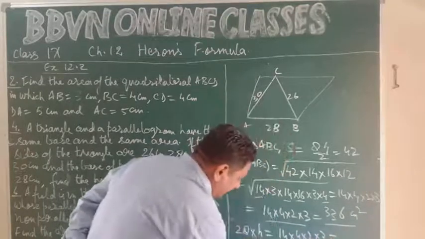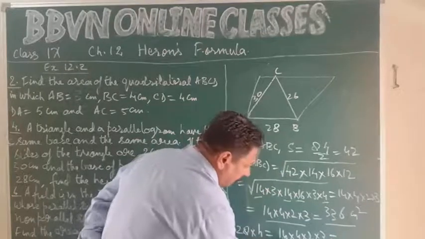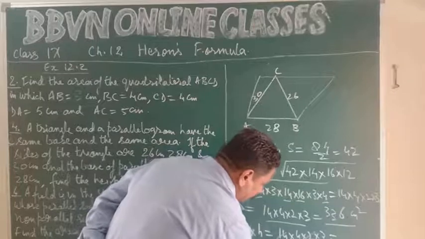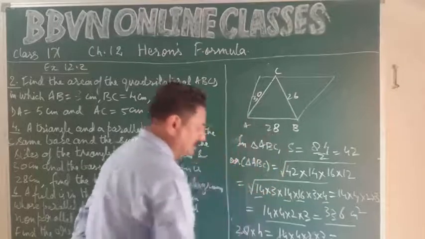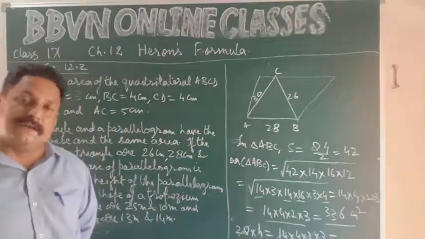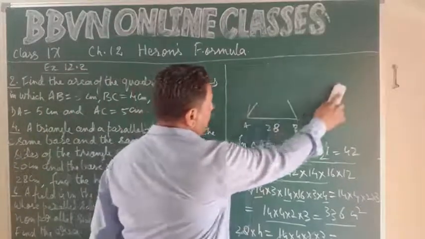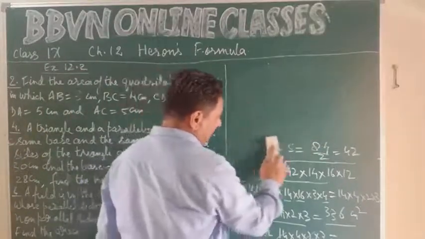So we need h. h is equal to 14 into 2, 28, cancel with 28, 4 into 3, 12 centimeters. So the height of the parallelogram is 12 centimeters. Got it? So this is how you will solve question number 4. I hope you got the solution.